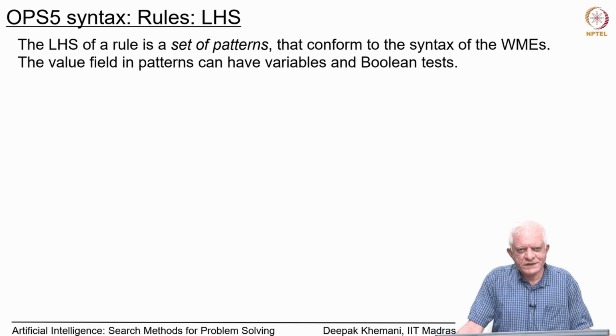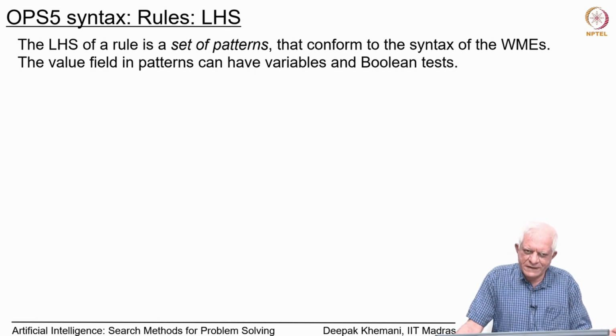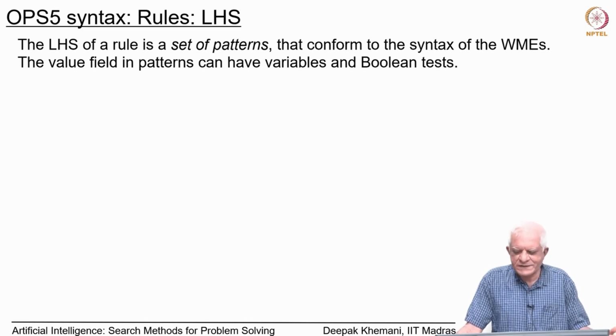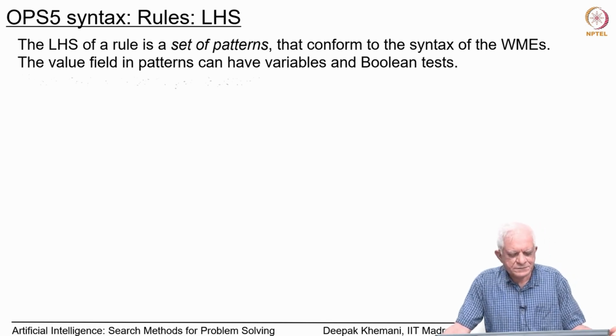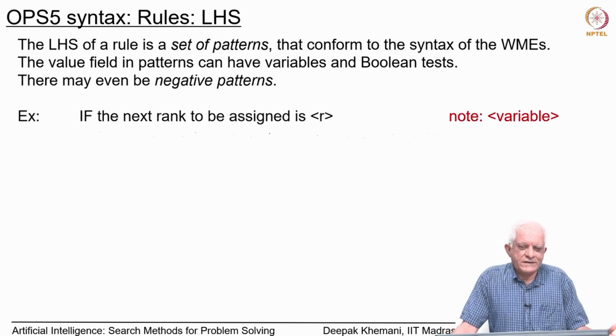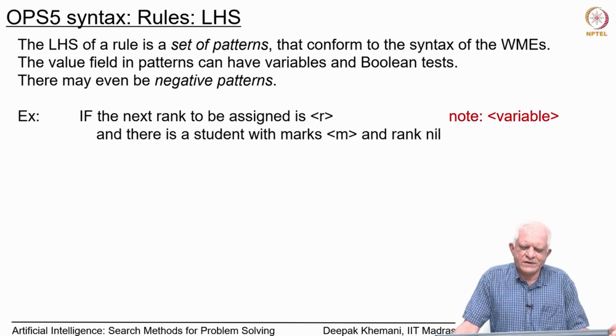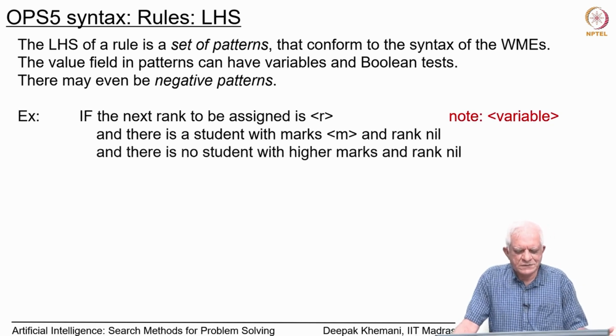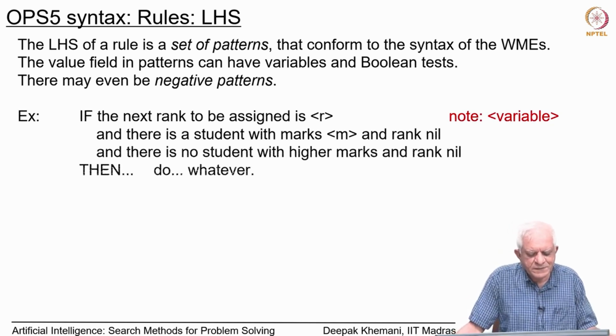that conform to the syntax of the working memory elements, because eventually they are going to match working memory elements. The difference between working memory elements and patterns in rules is that the value field in patterns can have variables and it can have tests, which can be Boolean tests. For example, we will see examples. Also, there may be what are called negative patterns. We will see what is the semantics of a negative pattern as we go along. In fact, there is an example right here.